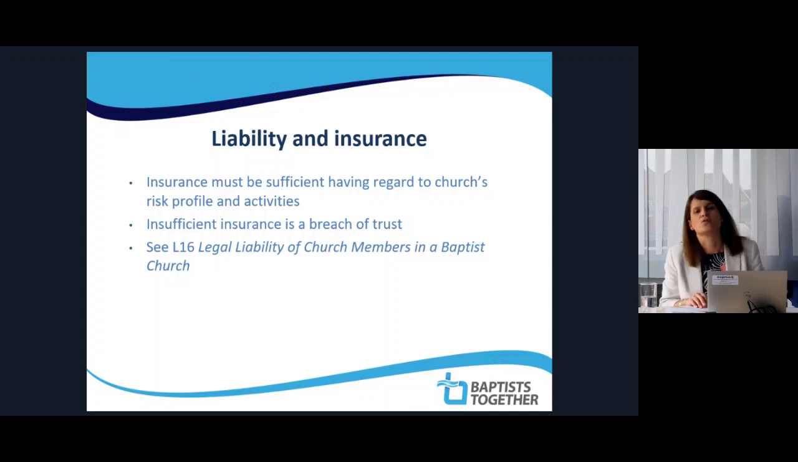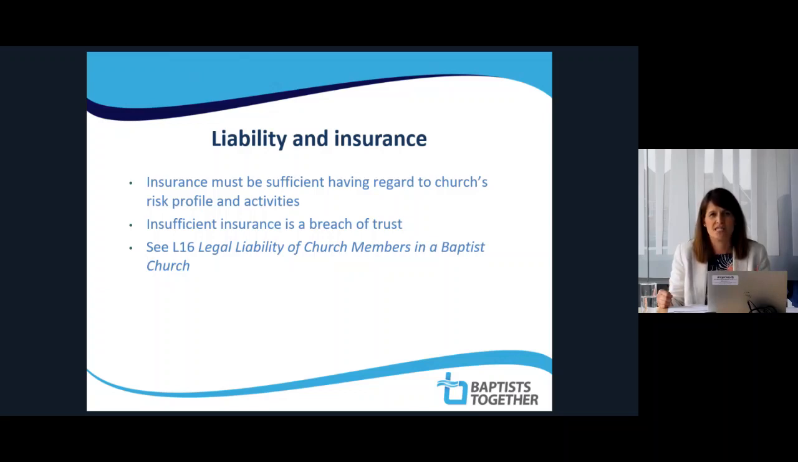Of course, insurance is also really important in managing your liability, and it has to be sufficient, looking at the whole range of activities that the church has going on and looking at the church's risk profile. And I would encourage you to regularly review this. Again, we have a guideline leaflet L16 that's available to you on the website, and that talks about the key different types of insurance that you will want to have in place.